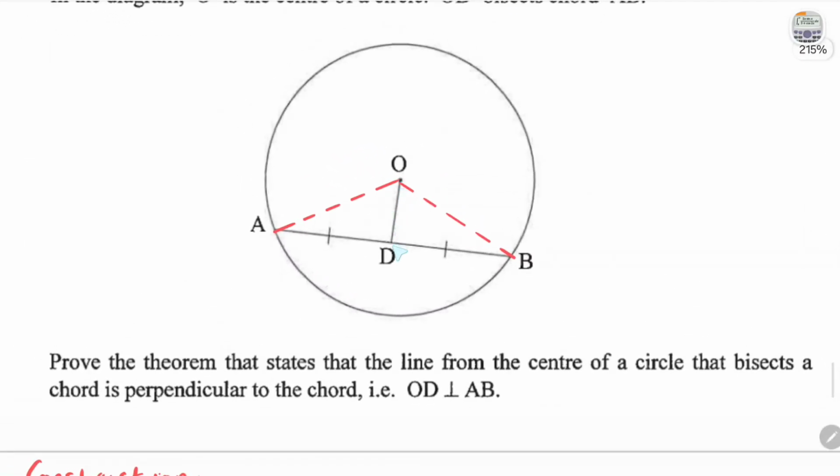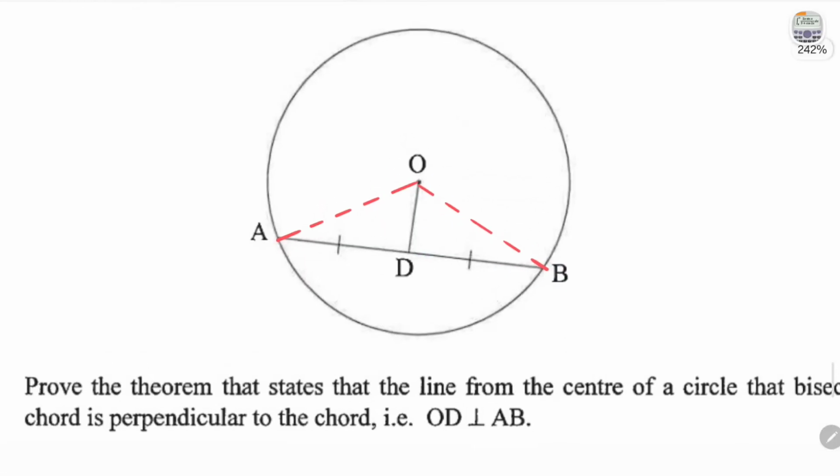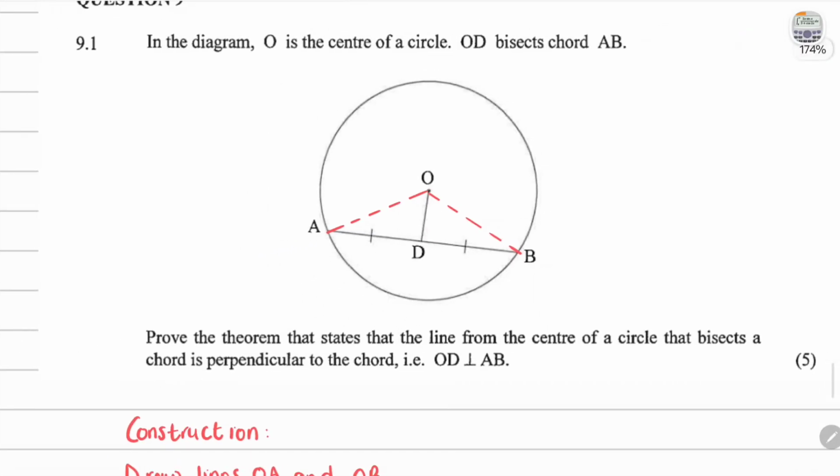We can prove that these two triangles are exactly the same. In other words, that they are congruent. Because if they're congruent, then all their corresponding sides and angles will be equal. Emphasis on the angles. So this angle is equal to this angle, and this angle is equal to this angle. And then when we get to this point, we'll be able to show that each angle is 90 degrees. So let's go ahead and start proving.